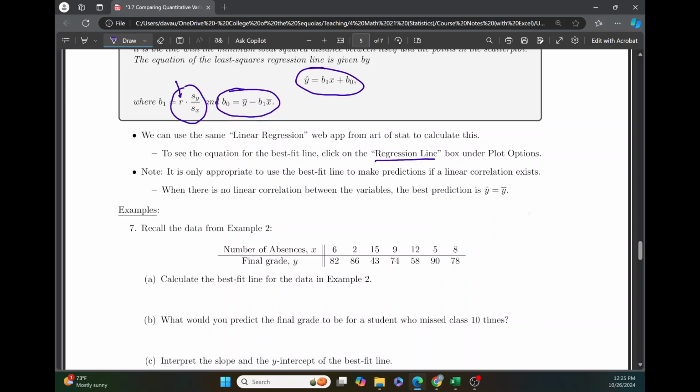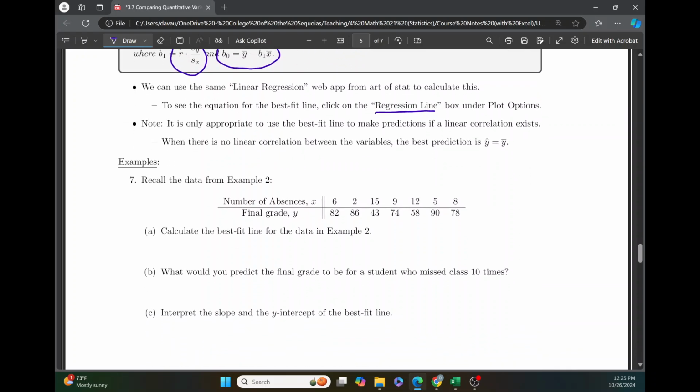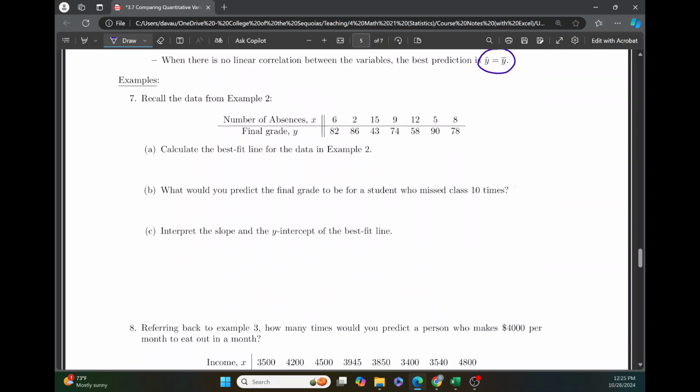One thing to say before we go any further, though, is it's only appropriate to use the best fit line to make predictions if a linear correlation exists. When there's not a linear correlation between the variables, the best prediction you can make is to just say that your prediction y hat equals your average y bar. Okay, so let's take a look at this example.